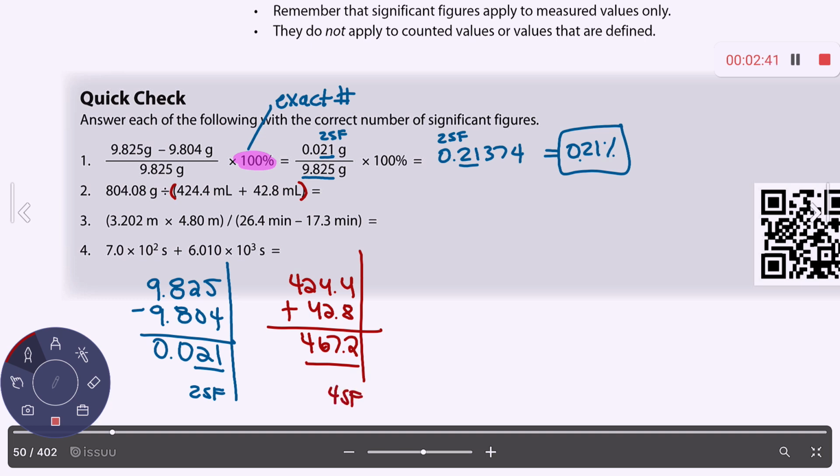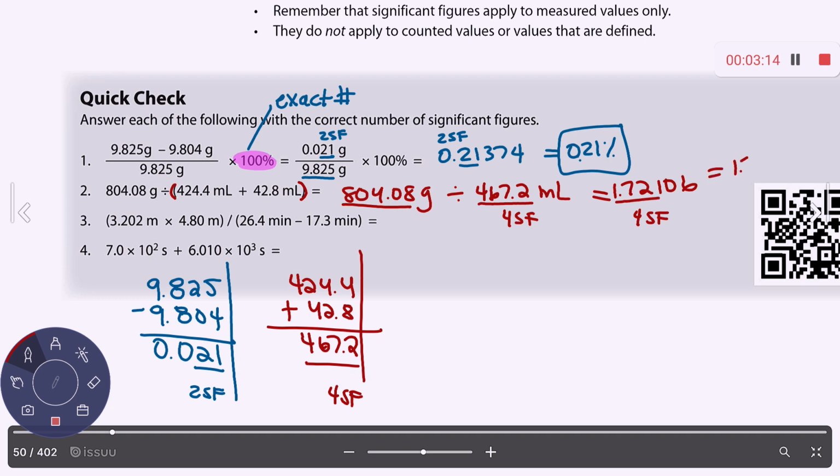Then we're going to divide. So this is 804.08 grams divided by 467.2 milliliters, okay? So here we have 4 sig figs. Here I have 5. So since I'm dividing, the rule is you look for the fewest sig figs, which would be 4. Okay, and then you're going to write down this answer. So this is going to be 1.72106. I'm going to round this off to 1.721 grams per mil.